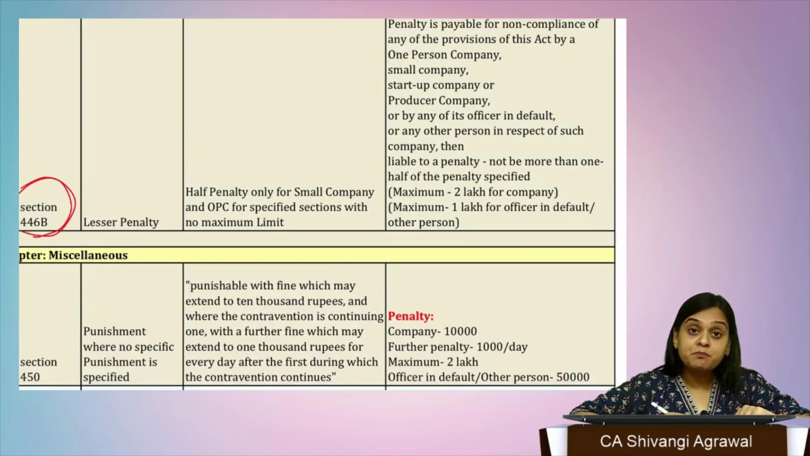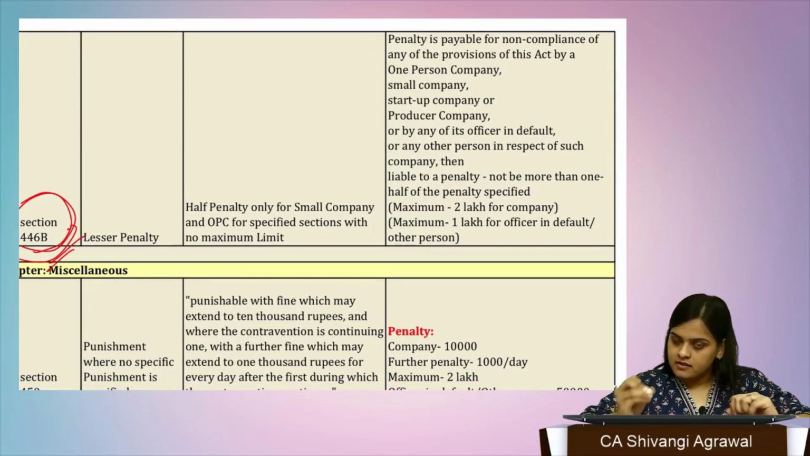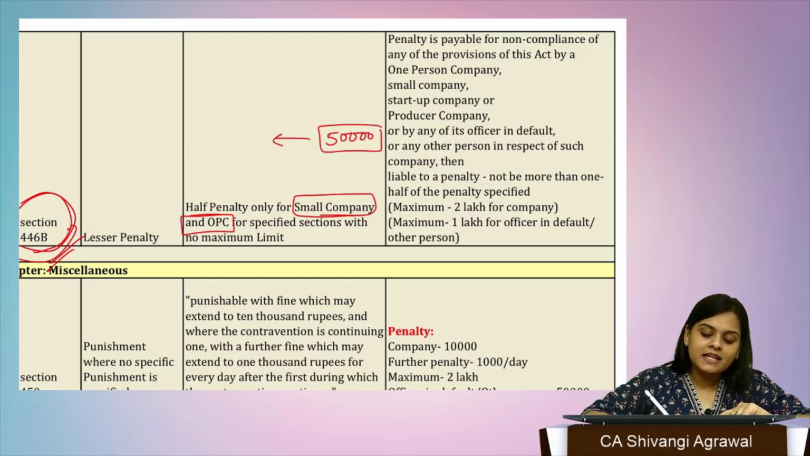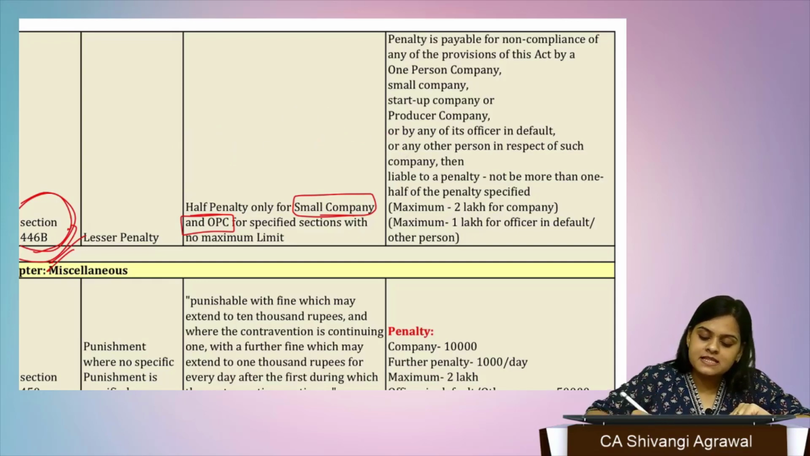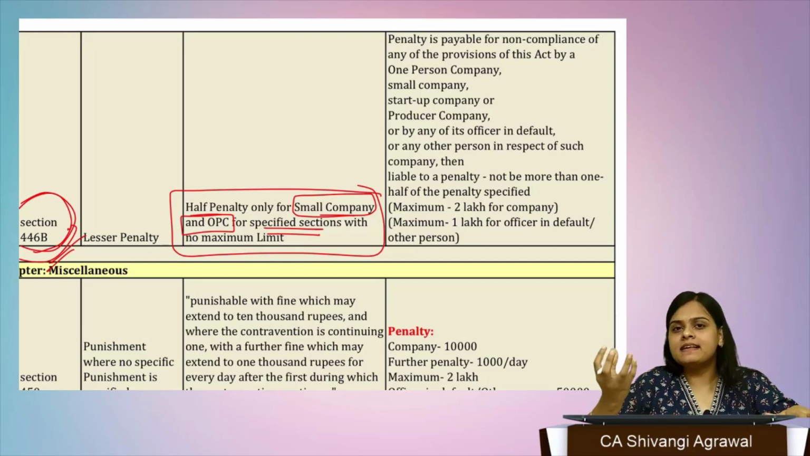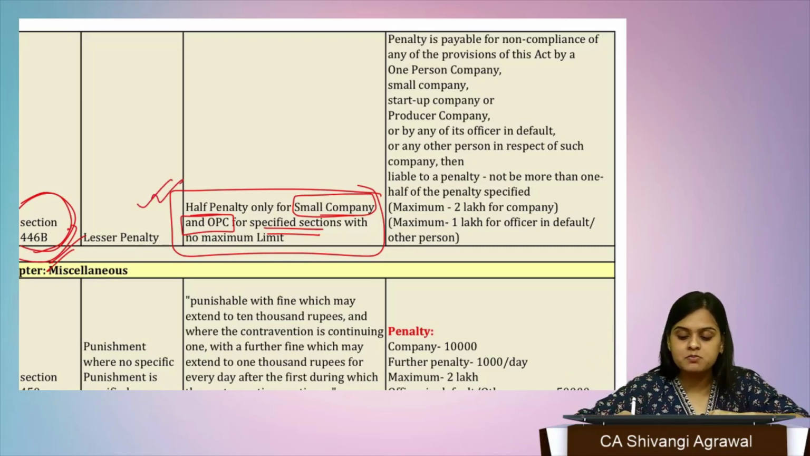Section 446B. See, earlier for small company and one person company, supposedly the penalty is 50,000, the small company's penalty will only be 25,000. So there was half penalty for some specified sections for small company and one person company, just as part of some exemption or benefit which is conferred on them. Their quantum of penalty has also been reduced. This is an already existing provision, but now this marks a change.